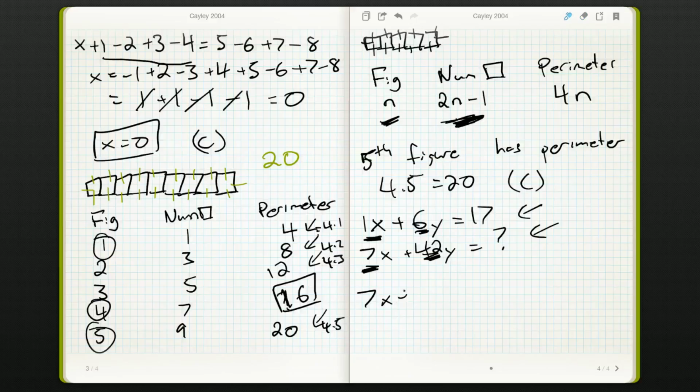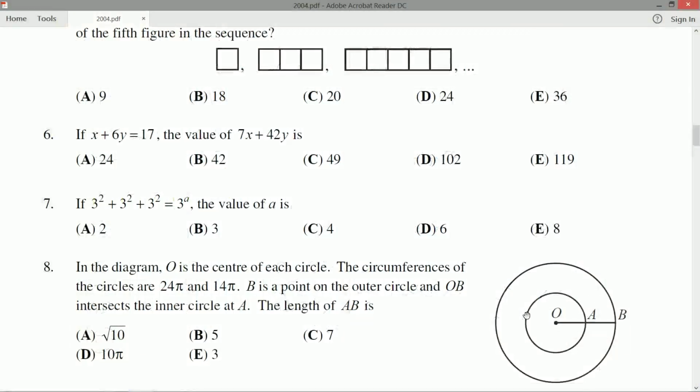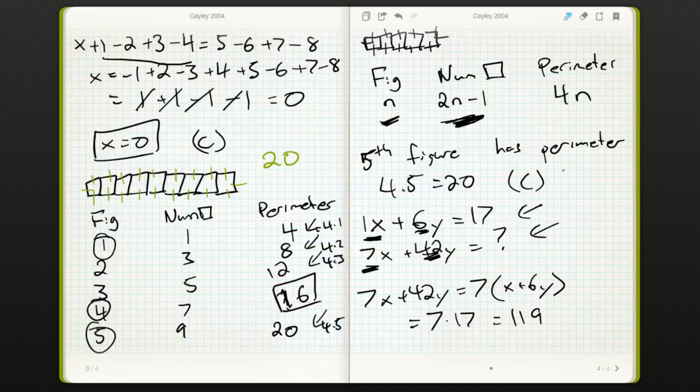So really, 7x plus 42y is just 7 times x plus 6y. But I know that that is 17. So 7 times 17, we'll have 49 plus 70. It's going to be 119. Of course, if you need to, grab your calculator. But 119, is that one of the possible answers? It is. It's E. So we would bubble in E.